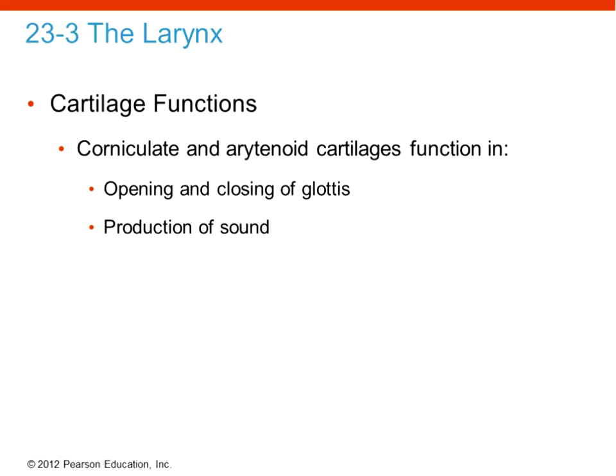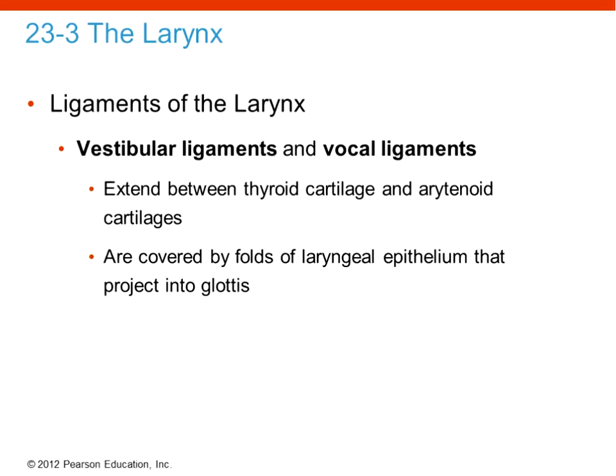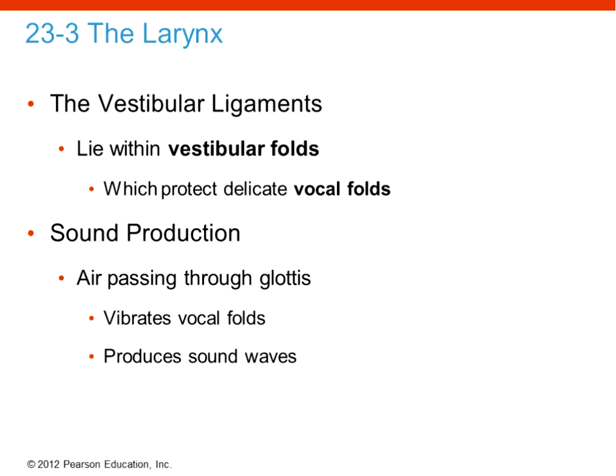So those are nice images of these different components of the larynx, right? And so again, the corniculate and arytenoid cartilages, as I showed you in the previous picture, essentially open and close the glottis, but are also involved in production of sound, as air passes through, vibrating those vocal folds, vocal ligaments and vestibular ligaments, and that is going to produce sound. Okay? And so that's the process that we want to talk about, is sound production.